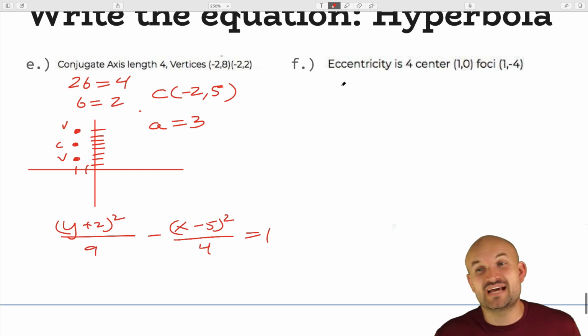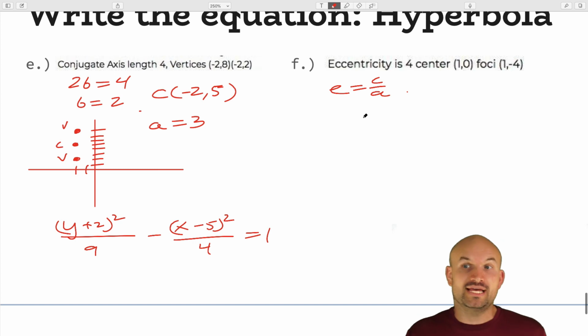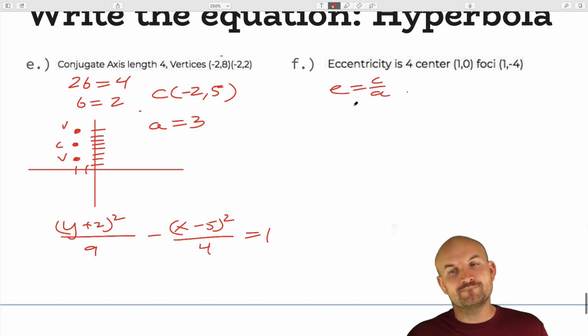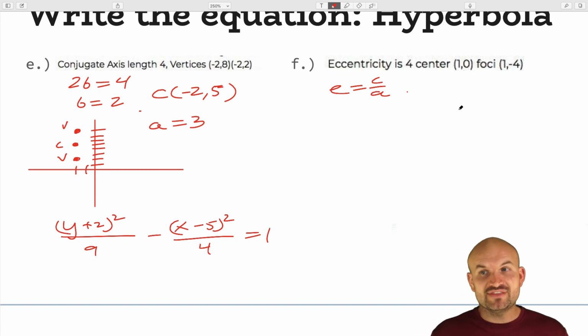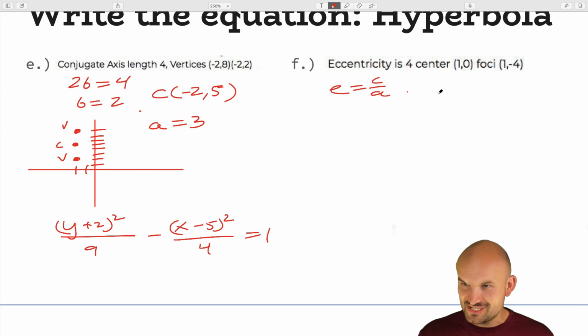The last one is, again, we have something with eccentricity. So we still have eccentricity that was in your notes. Remember, eccentricity is c over a. The problem is that's not written as a fraction. So is it 4 over 1? Is it 8 over 2? Like, we don't know, right? But we do have the center, which is 1, 0, and the foci, which is 1, negative 4.